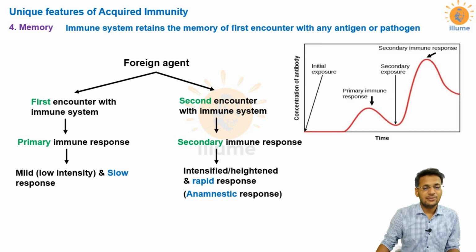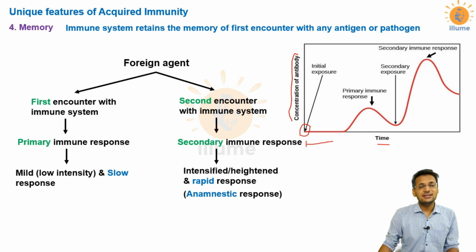On the y-axis I am taking the concentration of antibodies, and on the x-axis I am taking time. At time equals 0, there is an initial exposure to an antigen. This much time is taken by the immune system to recognize and process that antigen, and after this much time your body produces a response called the primary immune response. You can see the concentration of antibodies at the peak of this primary immune response. It comes to this level.